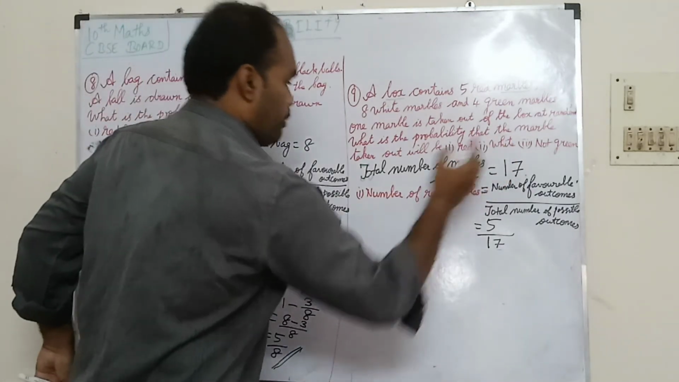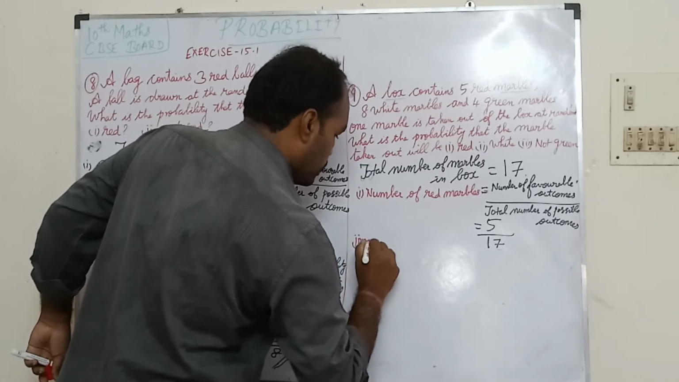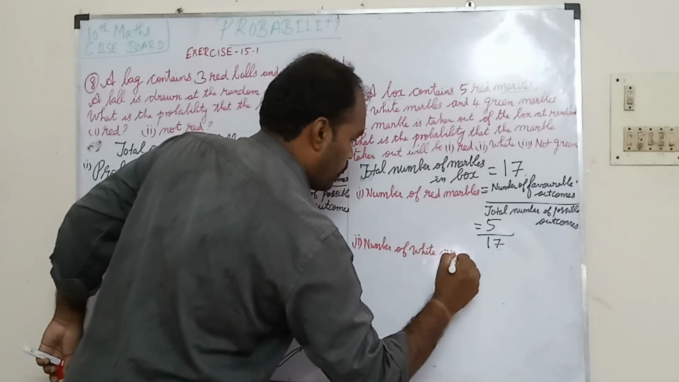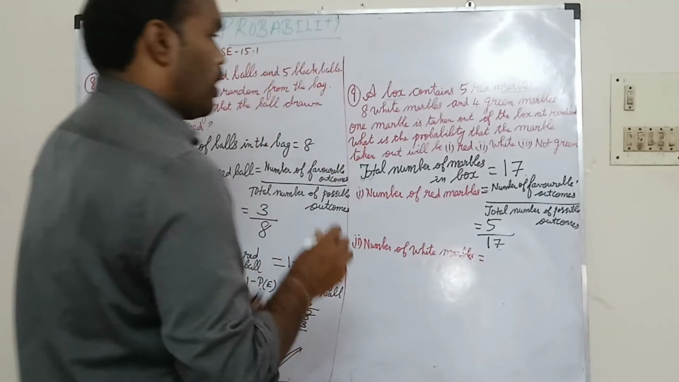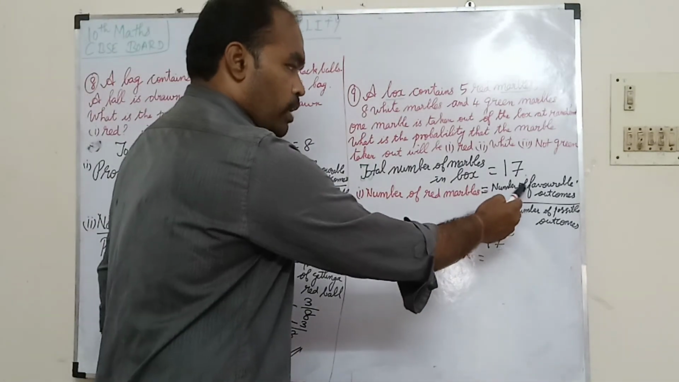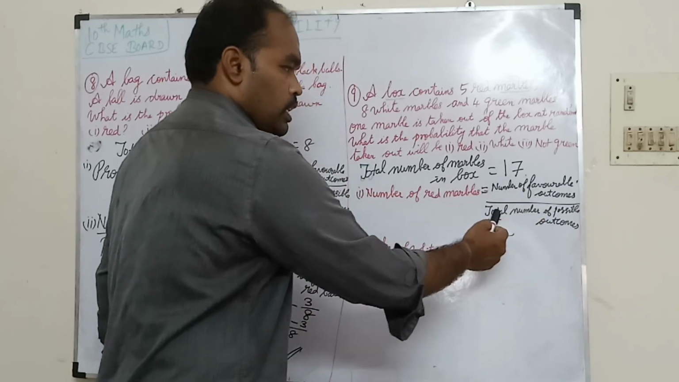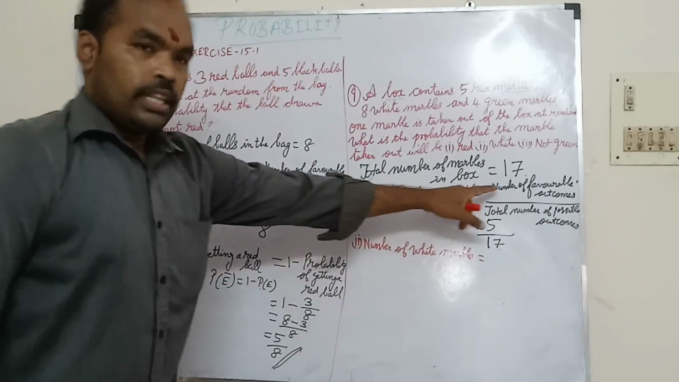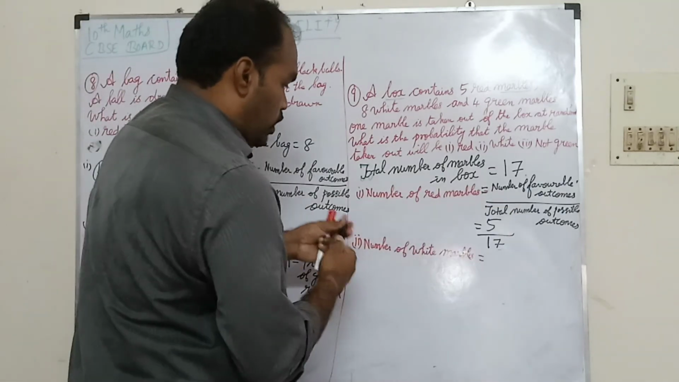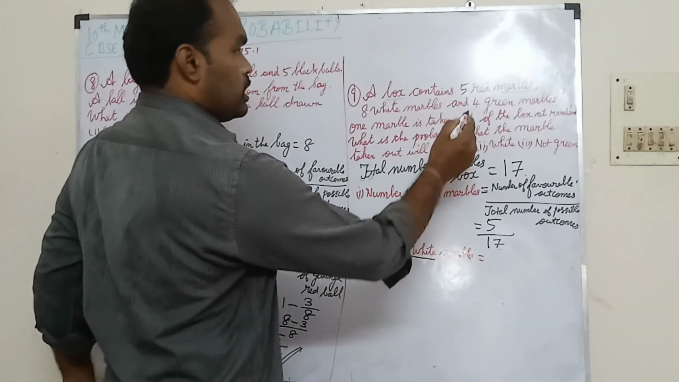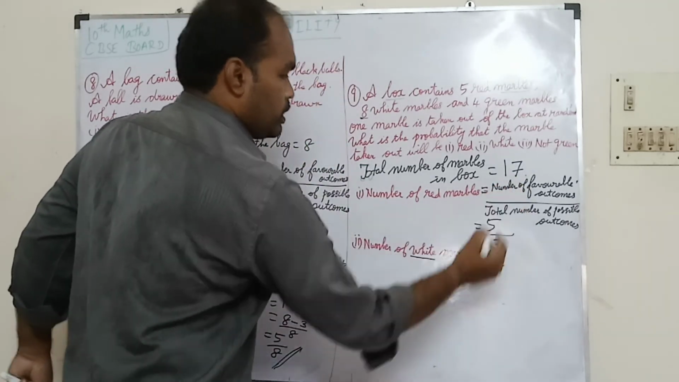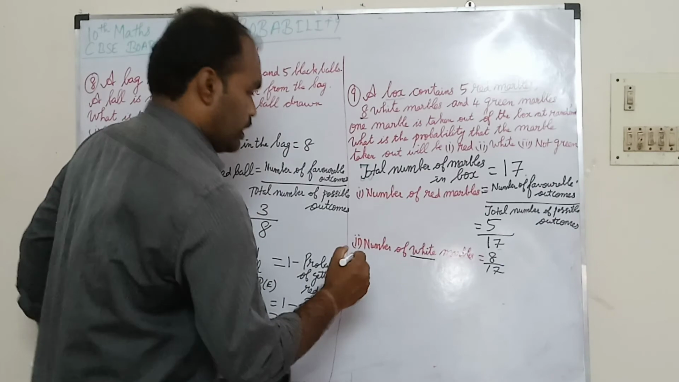The next one is white marbles. Number of white marbles equal to what? The formula is number of favorable outcomes by total number of possible outcomes. The same formula only we need to apply here. So the number of favorable outcomes for white is how much? 8. So 8 by total number of possible outcomes, 17.